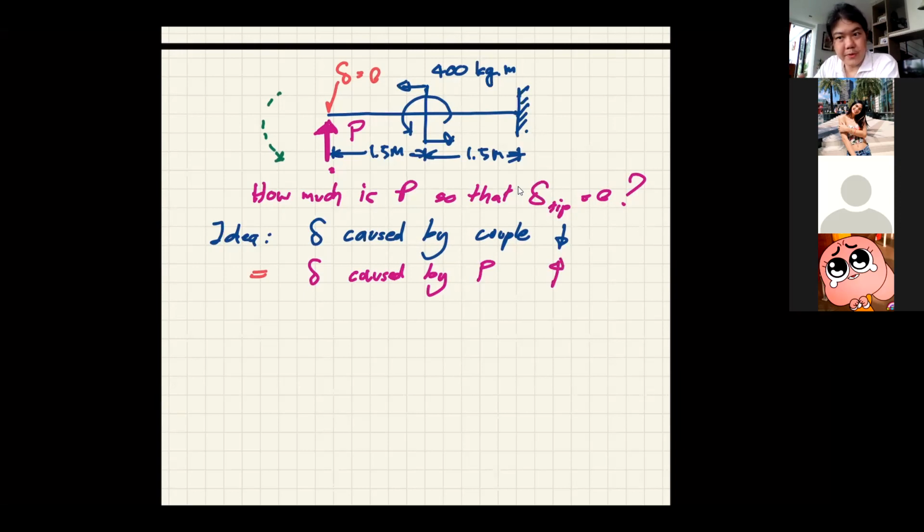So whatever method you use to calculate the displacement by the couple, it's an easier way to write plus the deflection caused by P must be equal to 0. So that becomes our condition. Okay, do you guys grasp the concept?